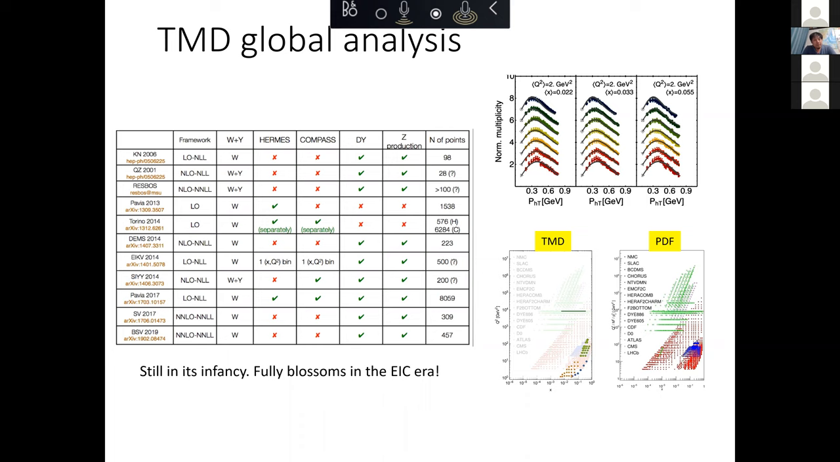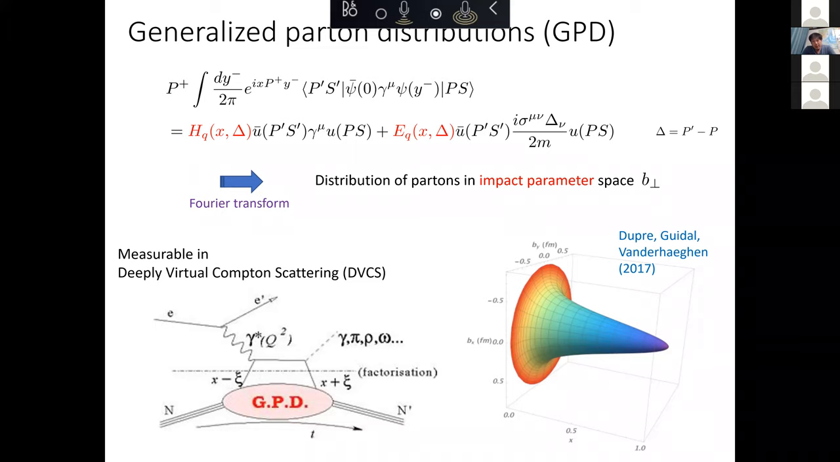Now I switch to the other three-dimensional distribution function, that is the GPD, the generalized parton distribution function, which is defined as a non-forward matrix element of this. So the initial state and the final state momenta are different. And this difference is delta, so this PDF depends on this momentum transfer delta here. And once you take the Fourier transform from delta to B perp, which is a two-dimensional Fourier transform, then you can get that which tells you how the partons are distributed in the impact parameter space.